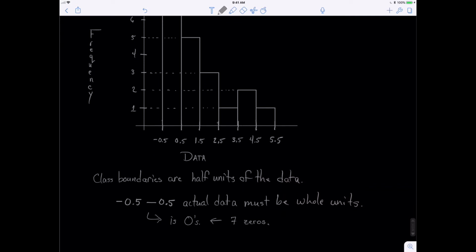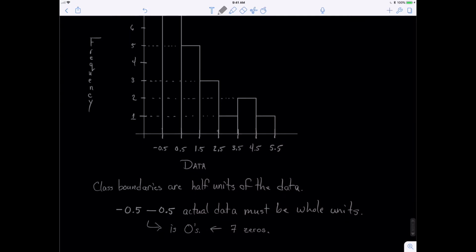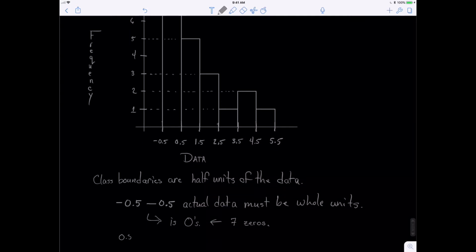All right, let's take a look at the second class. The second class is from 0.5 through 1.5. Well, the only whole number in between that is 1. And according to the frequency, there's 5. So in this case, the 1 is repeated 5 times. Or you could say that there's 5 ones.